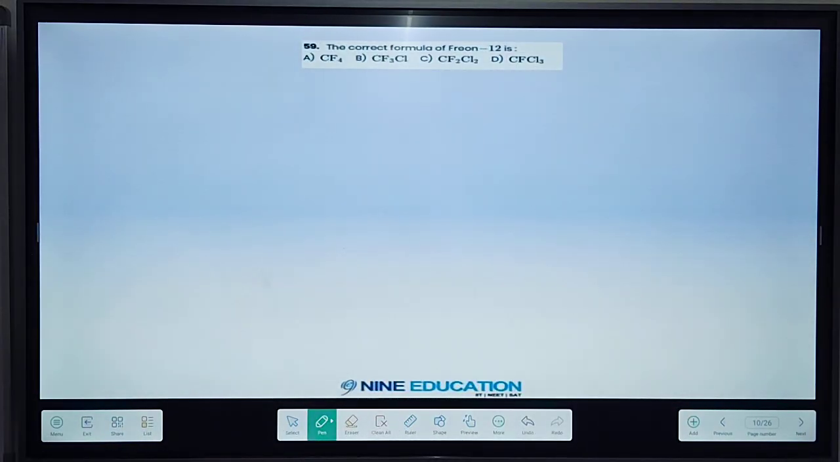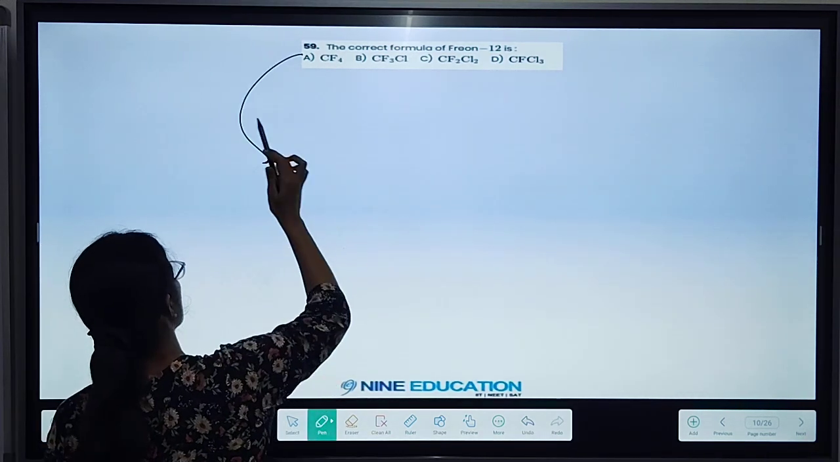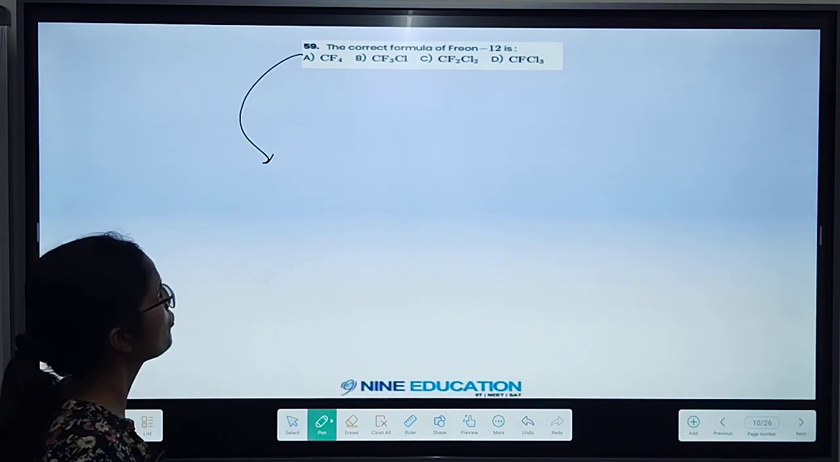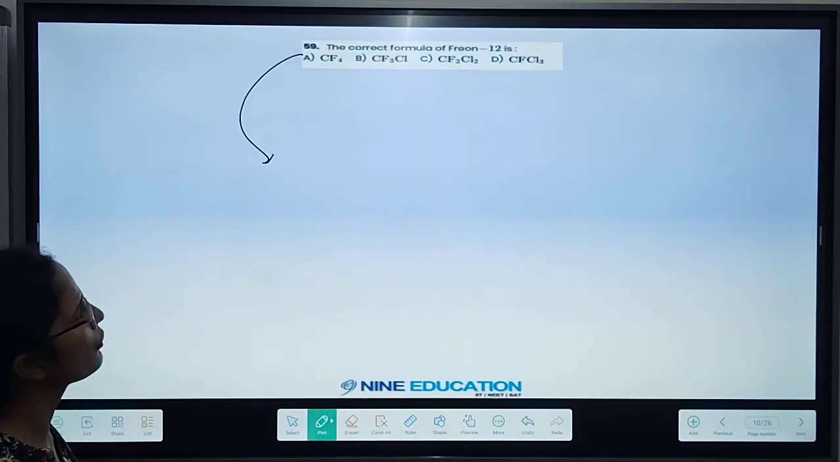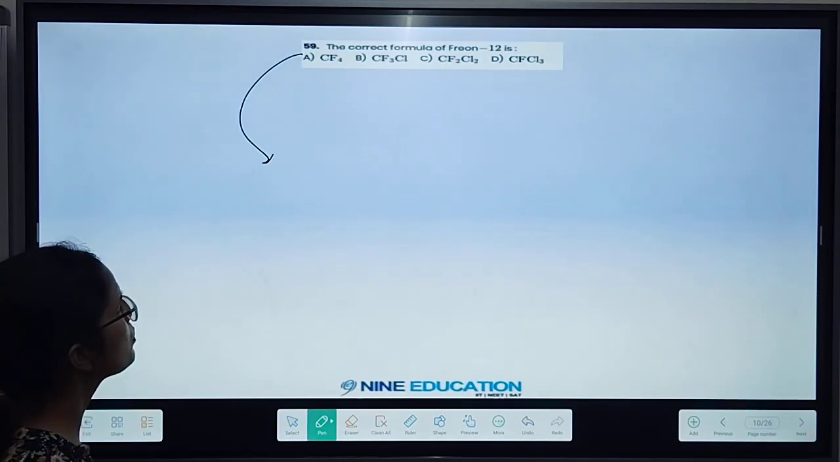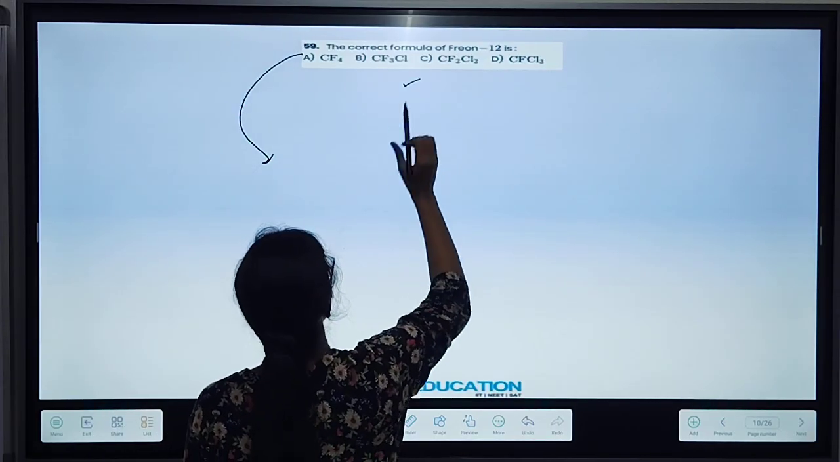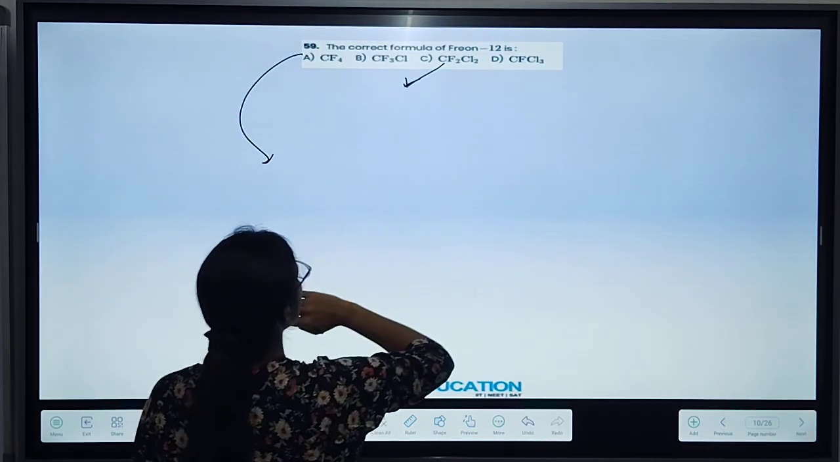59 number, the correct formula for Freon 12. Okay, it's a normal textbook question. Freons are also important. Freons are nothing but chlorofluoro compounds of methane and ethane. It's given as a topic in the textbook. Freon 12. Yeah, the answer here should be CF2Cl2, which means option C would be the correct answer.